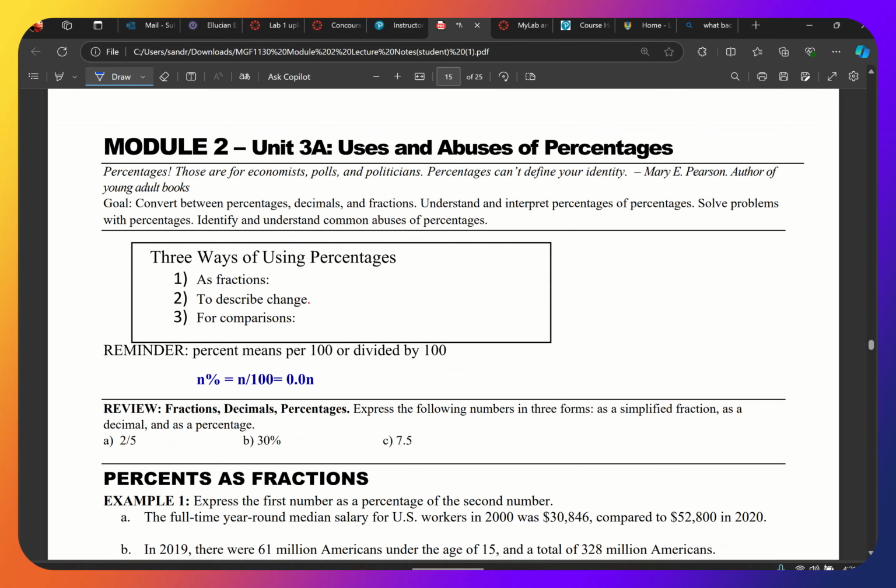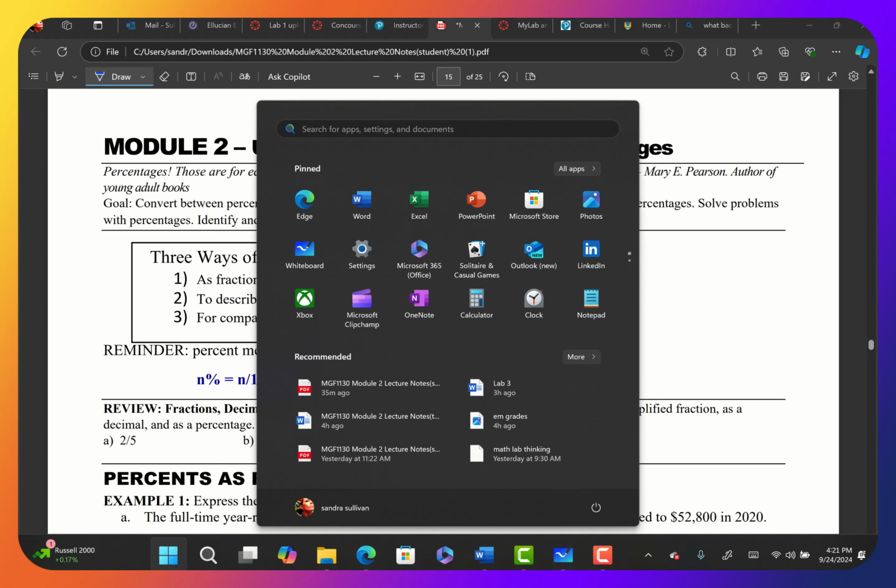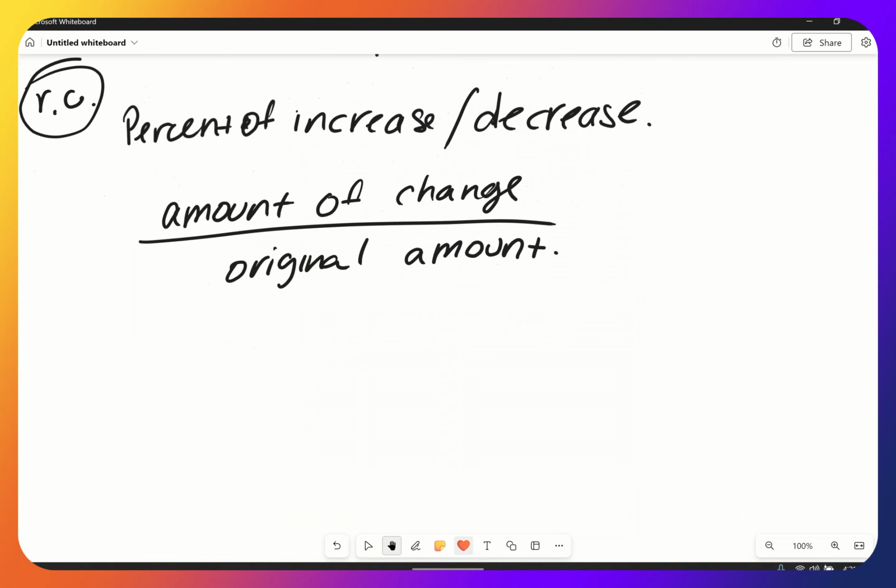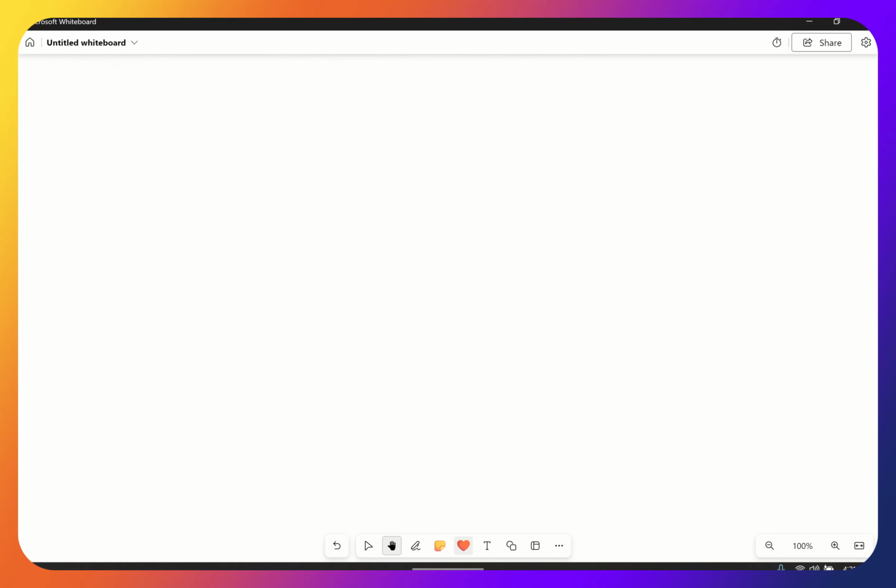Moving up. Percentages. 3A. All right, let's talk about percents real quick. Percent is per cent, means per 100.